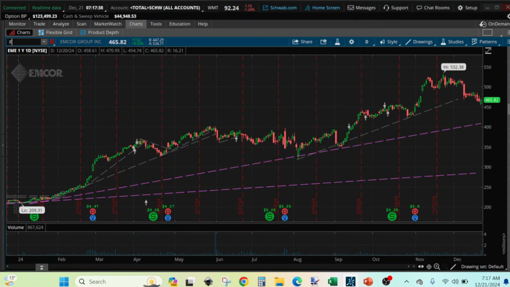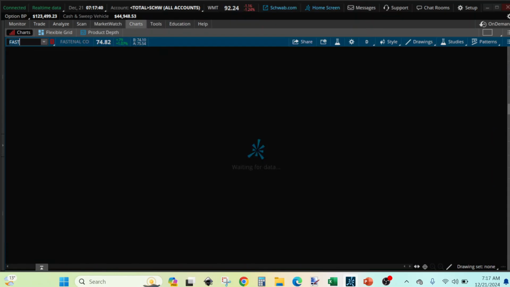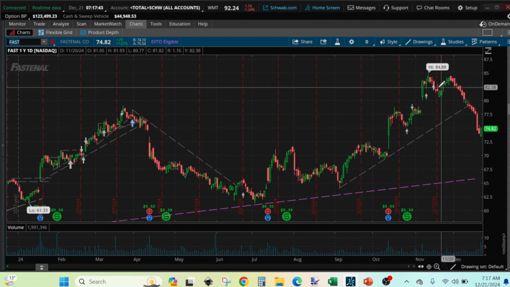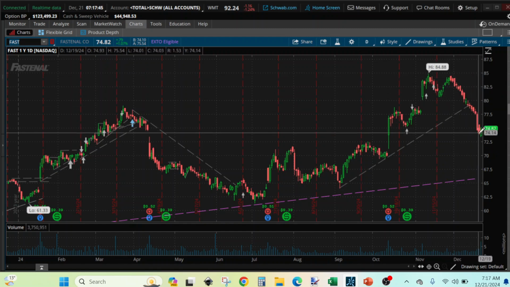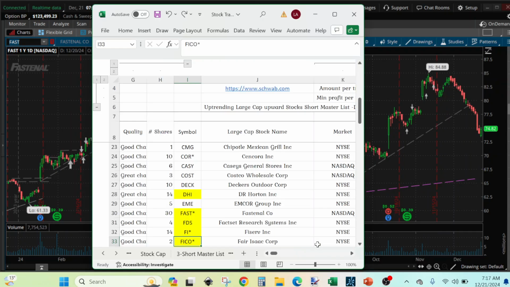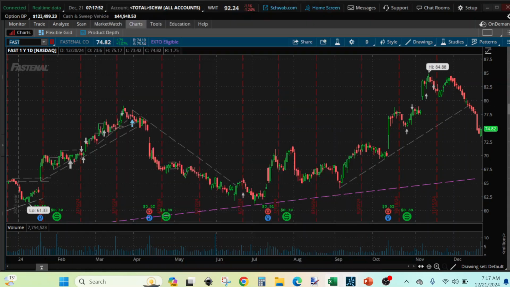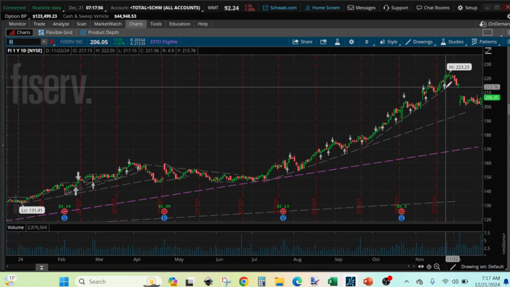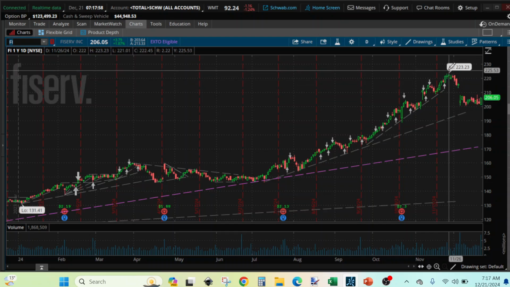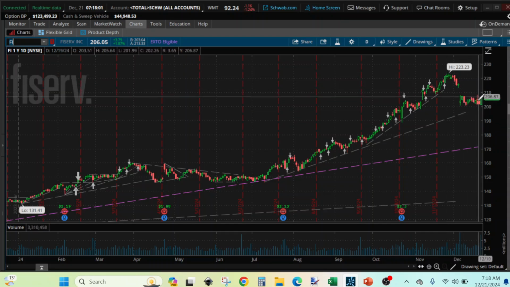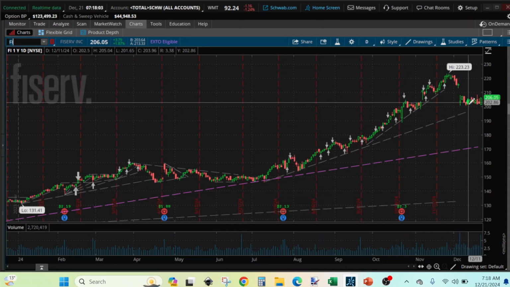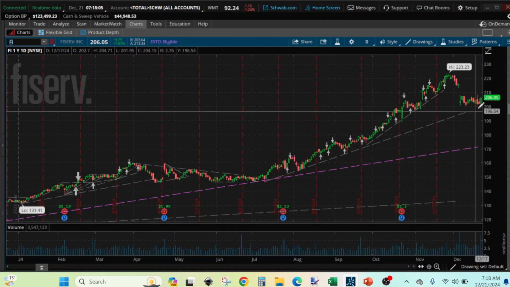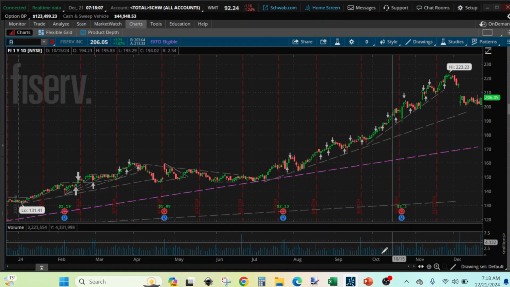FAST, we have some of the stock in our portfolio. We purchased it there, and right now it is somewhere here. The next one is FI. We purchased FI as well, and that is the last arrow showing we purchased it. Right now it fell off of that trend line, moved back to this line, but we will wait.